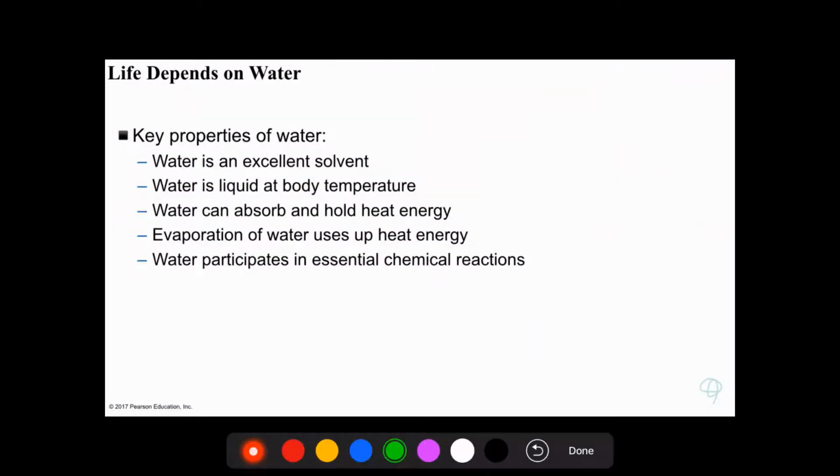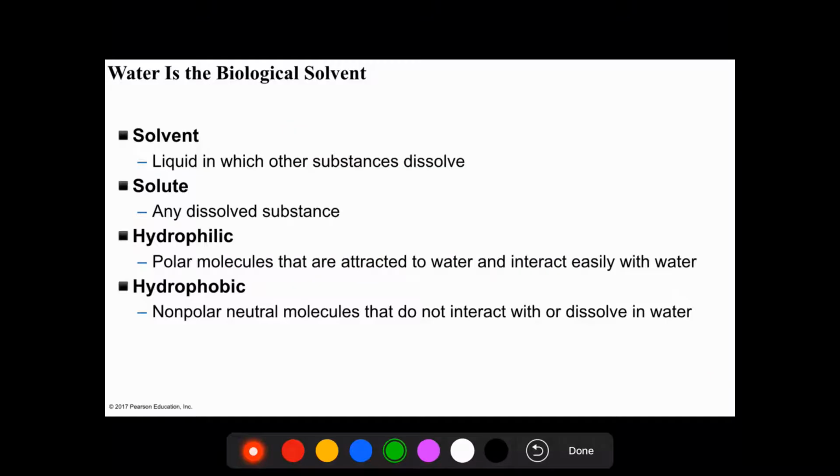In this part, we are going to see some key properties about water and why it is important in our body. Because it's an excellent solvent, it's liquid at body temperature, it can absorb and hold heat energy, and its evaporation will use that heat energy, and it participates in essential chemical reactions. All of these are key properties of water.